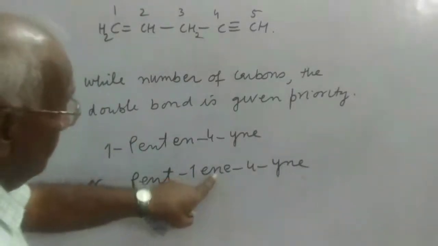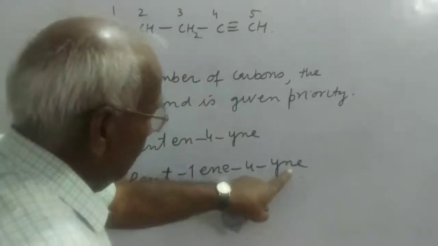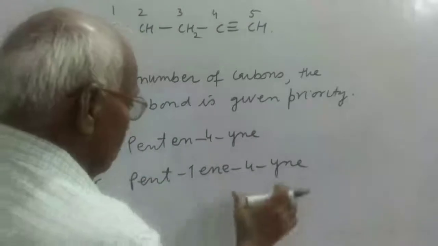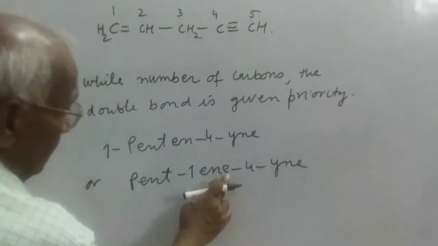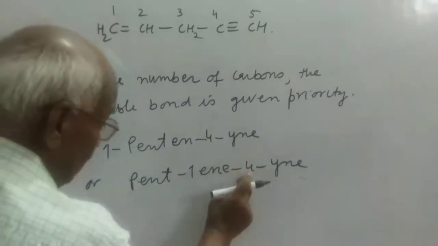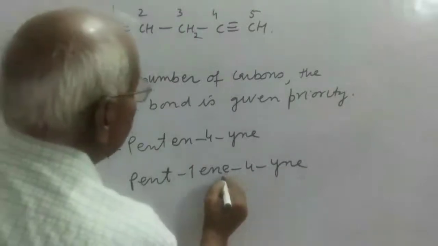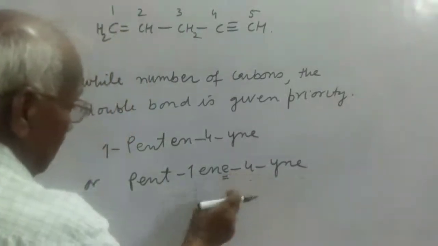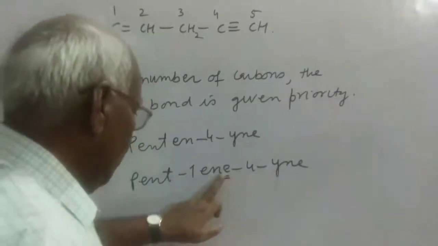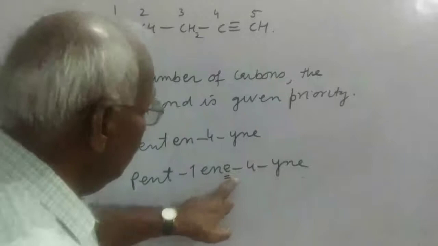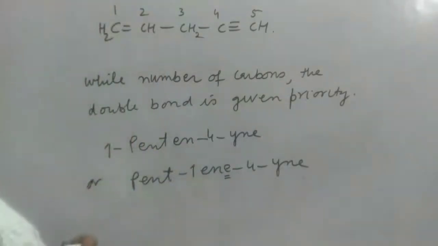This is the primary suffix for the double bond, ene, and the primary suffix for the triple bond is yne. When both are connected together, the e is omitted or removed. But when there comes a locant, a number in between these two, the e is not removed. This is important, because in between ene and yne there is locant 4, so the terminal e will not be removed. It will be as such.